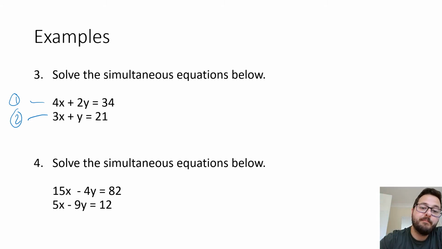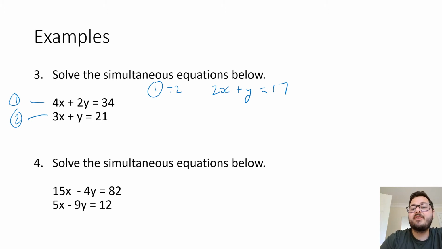So from number 1, we're going to divide it by 2. Now this is the number 2, not equation 2. So here, dividing it by 2, we get 2x plus y equals 17. And let's call that our new equation 3. Okay, and then we want to do 1 take away the other. So we could do 3 take away 2, but that's going to give us a minus x, isn't it? Because we're going to have 2x minus 3x.